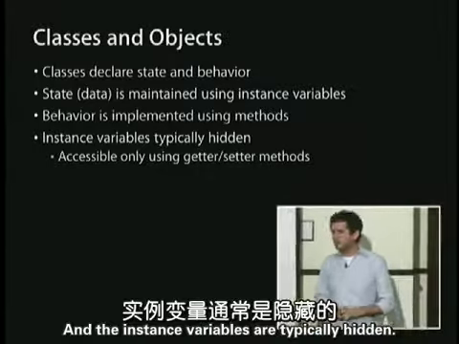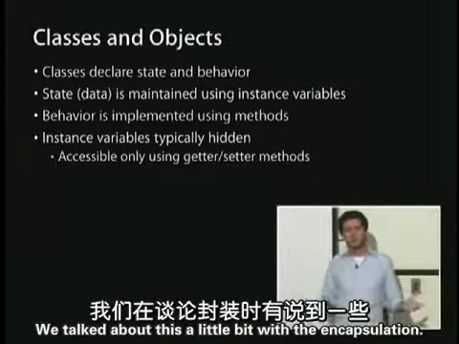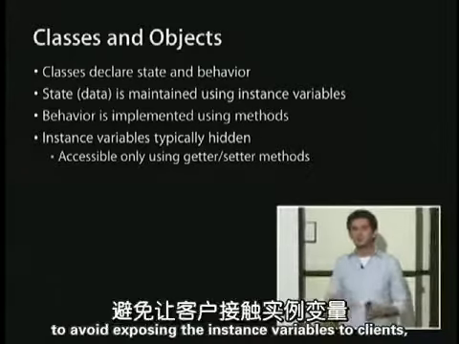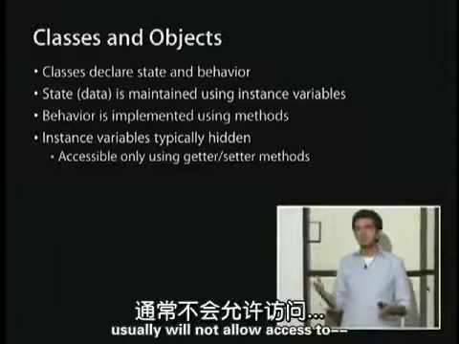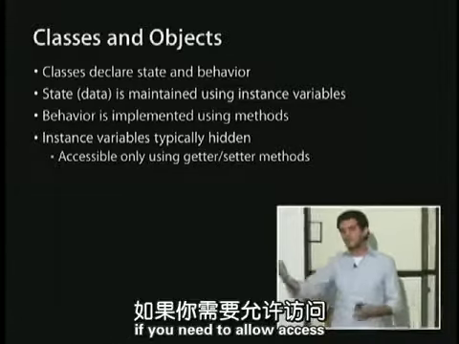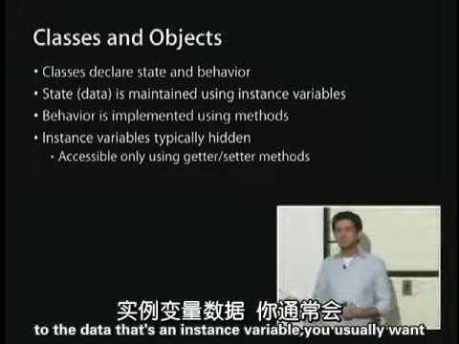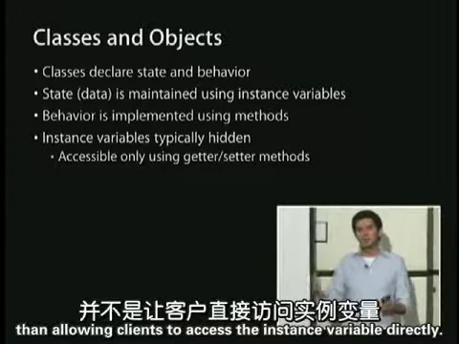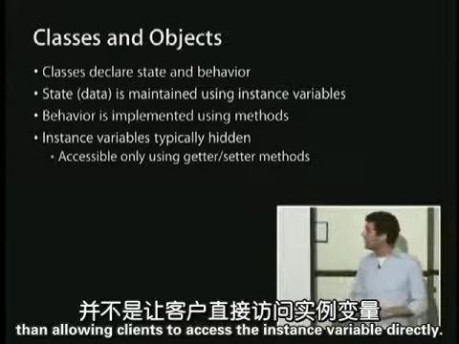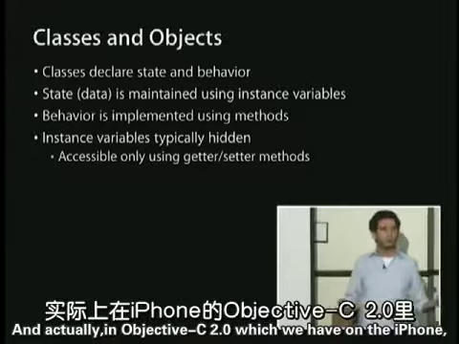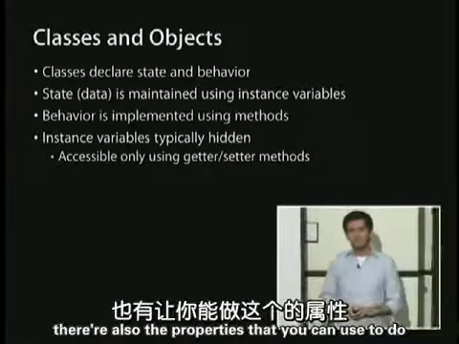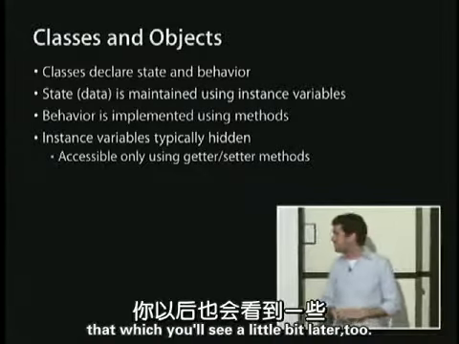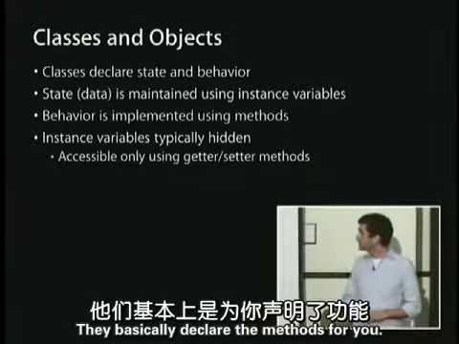And the instance variables are typically hidden. We talked about this a little bit with encapsulation. The idea is generally that we want to avoid exposing the instance variables to clients. If you need to allow access to the data in an instance variable, you usually want to declare a method to allow access through that method rather than allowing clients to access the instance variable directly. And actually in Objective-C 2.0, which we have on the iPhone, there are also properties that you can use to do that, which you'll see a little bit later too. They basically declare the methods for you.